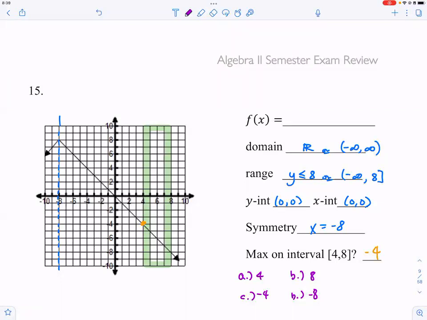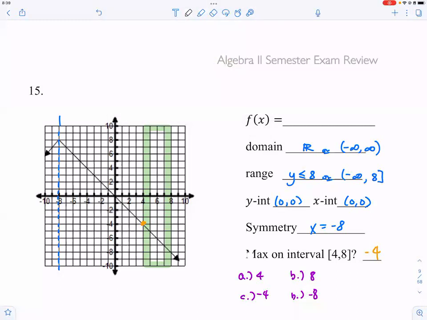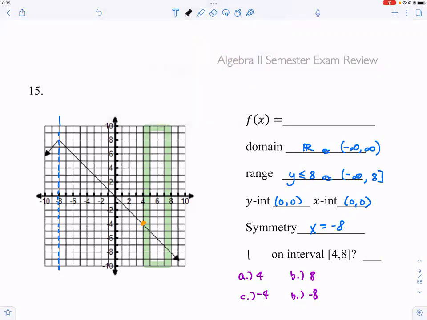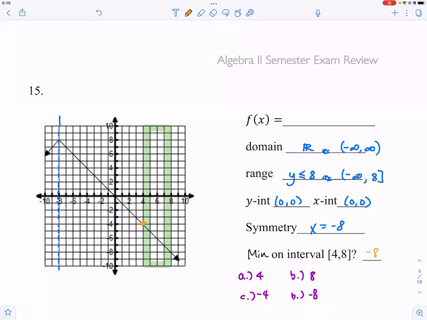Okay, so a little correction here. Turns out that the original question, it's minimum instead of maximum. So let me go ahead and change it. And if it's a minimum on the interval, then that would be negative 8. Okay, maximum would be negative 4, but minimum would be negative 8. Okay.